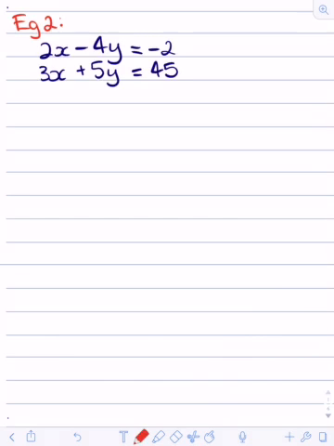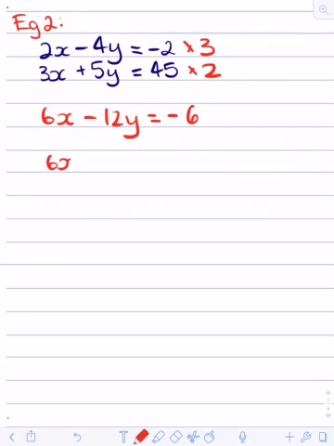I times the top by 3 and I times the bottom by 2. What you can also do is you can just look at these and times the top by whatever is on the bottom and the bottom by whatever is on the top. So if we times the top by 3, we get 6x minus 12y equals negative 6. And the bottom becomes 6x plus 10y equals 90.